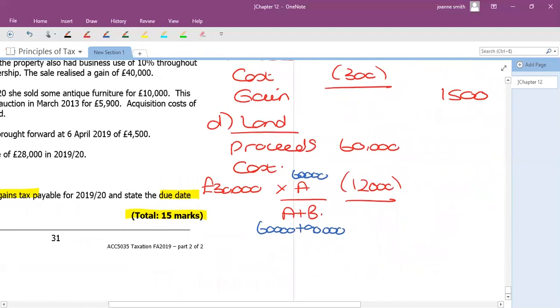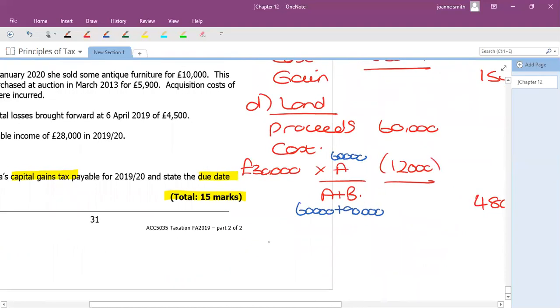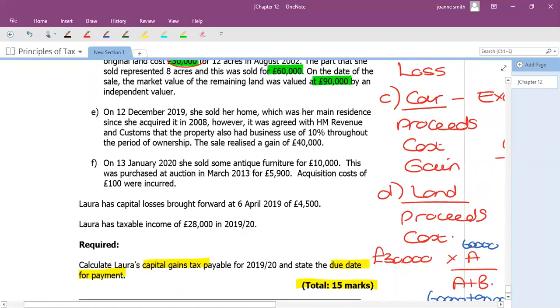And that gives me a gain of 48,000. So you just keep carrying your gain across to the total column. If you get one of these that you can't do, just keep going or have a go at it. Even if you just put proceeds and costs, you might possibly pick up some marks for something. Obviously, we'd like you to do it correctly.